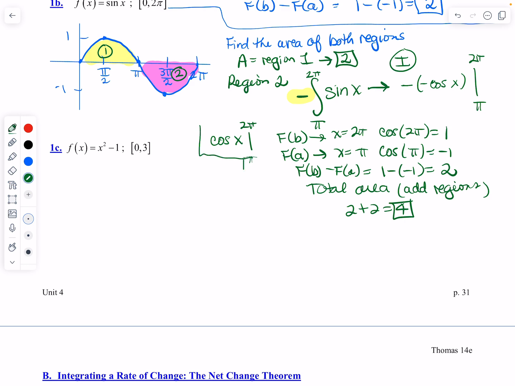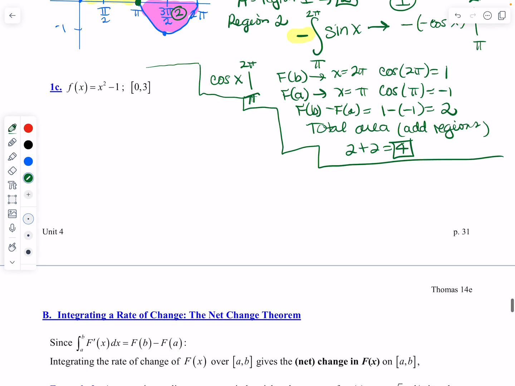So guys, I just want you to be careful with these, or to think about it actually. If it's a sinusoidal graph, you have symmetry, right? So it makes sense that the area underneath the curve and the area on top of the curve should be the same. So this makes sense. So let's go ahead and do 1c.